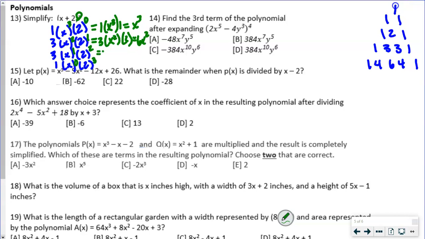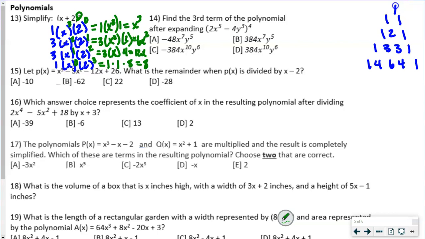This next one is going to be 3 times x, and then we're going to square the 2. So that's going to be 4. So this is going to be 12x. And this last one is going to be, again, remember anything to the 0 power is 1, y'all. So 1 times 8, because 2 to the third is 8. Okay, so that's 8. So there's our 4 terms.